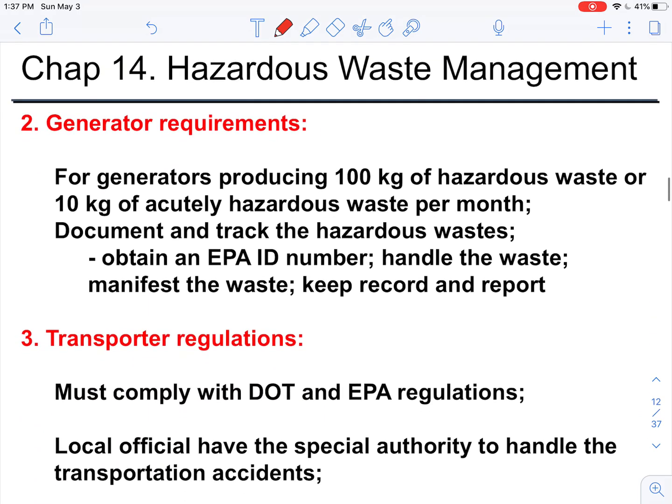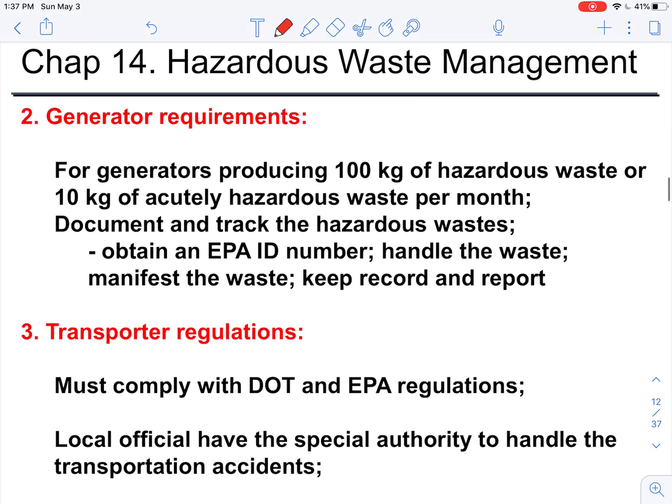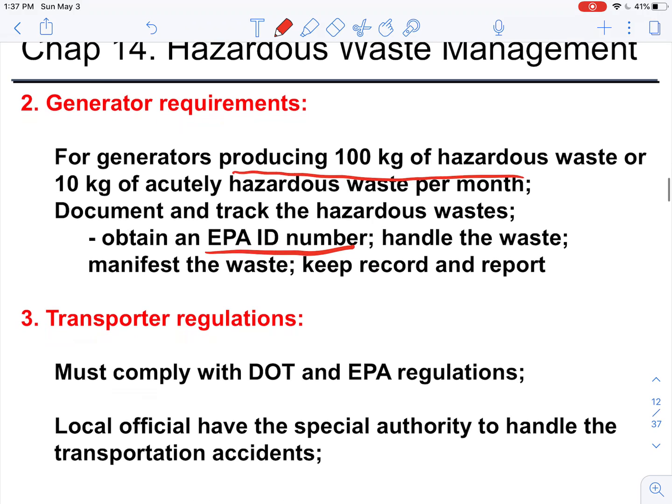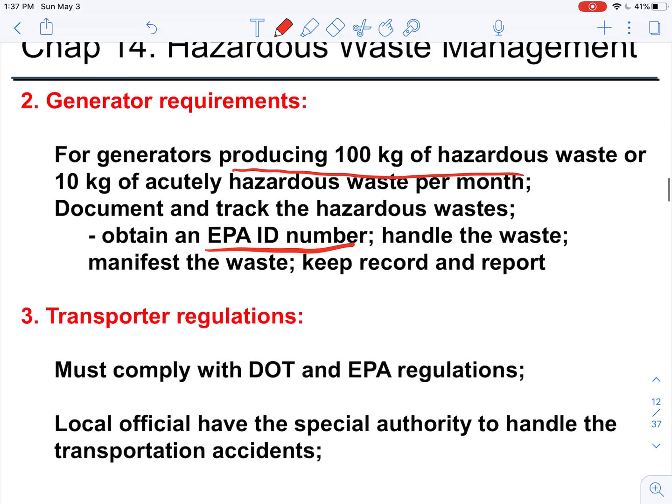So there are requirements on the generator, right? For generators or industries producing 100 kilograms of hazardous waste or 10 kilograms of acutely hazardous waste per month, they need to document and track this hazardous waste and also obtain an EPA ID number for better tracking of these hazardous materials.